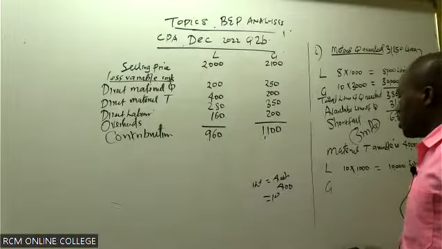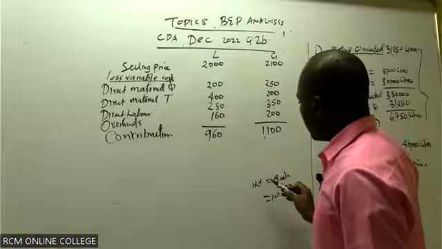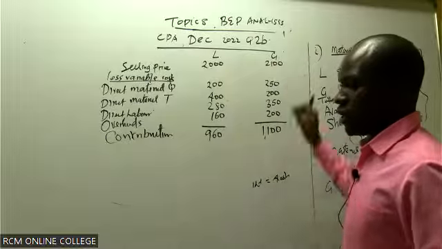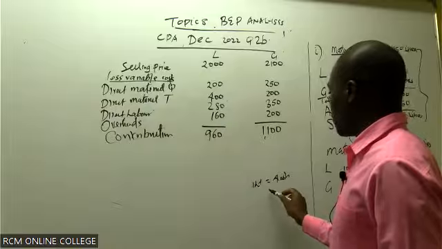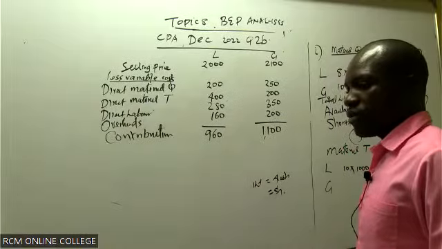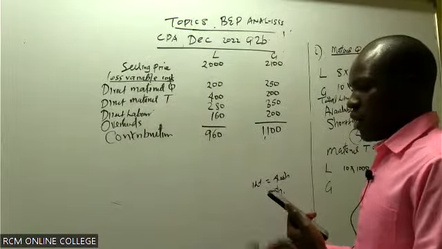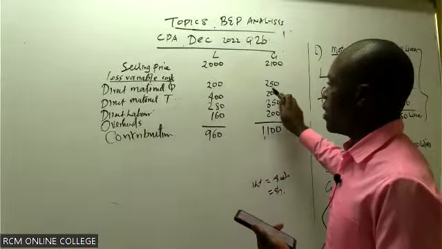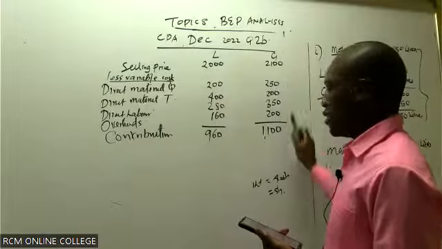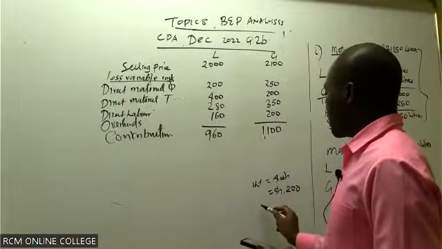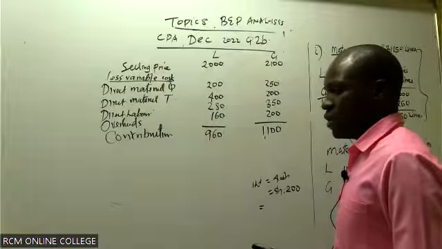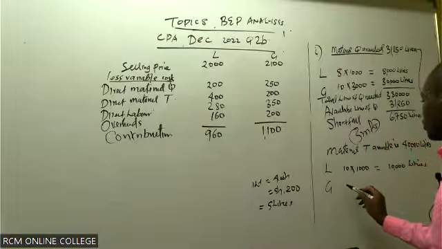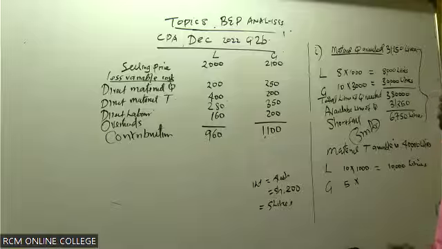Then we come to G. For them, 1 liter is equivalent to 40 shillings. But how much did they spend to produce 1 unit of G? Not 5, you are lying to me. You are given material T, 40 shillings per liter, then the amount, 200. So how many liters did they use to produce 1 unit of G? They used 5 liters.